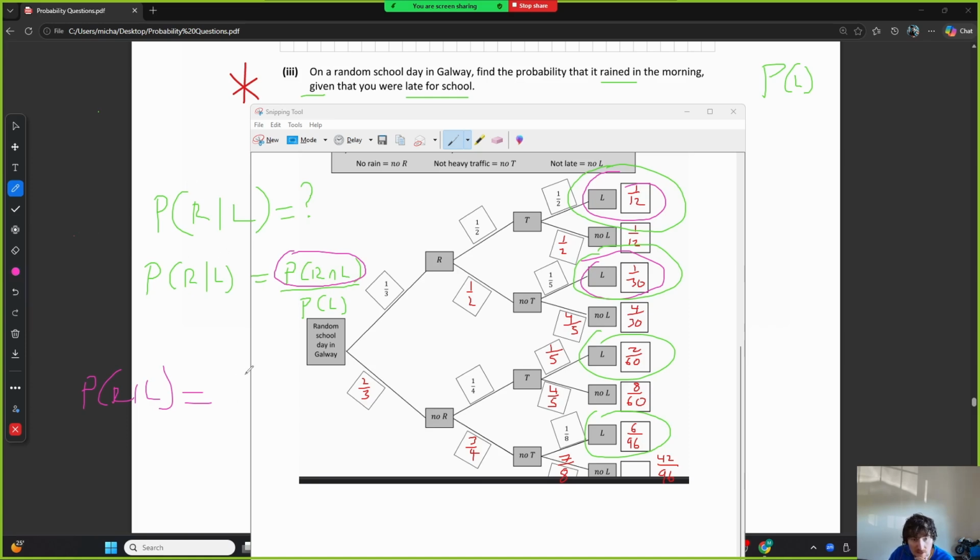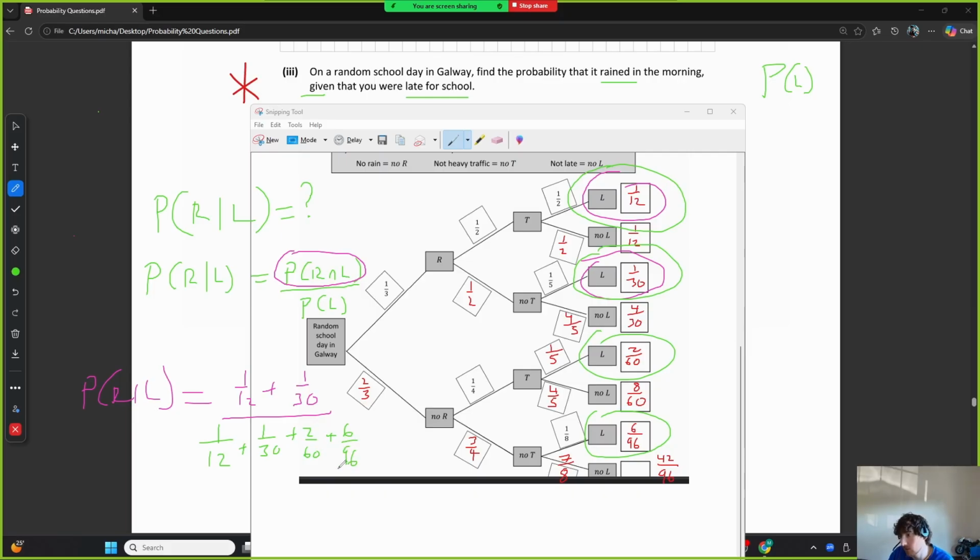So what this is here, it's just the 1 over 12 plus the 1 over 30, because they're the scenarios when you were late and it rained, the intersection. And then we divide this by the probability of being late, which we worked out in the last question. But I'm going to write it out longhand again here because it's nice to see written out like this. 2 over 60 plus 6 over 96.